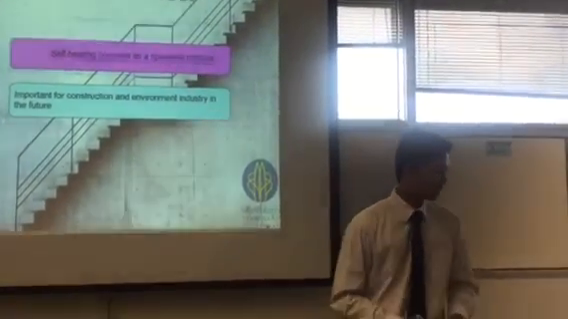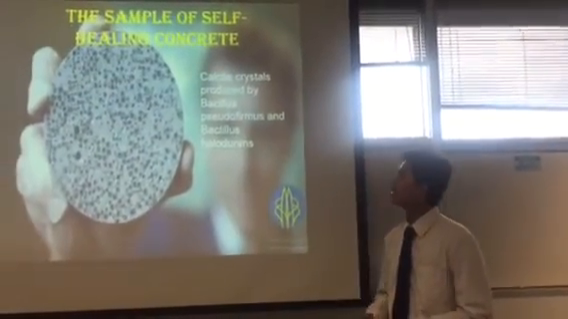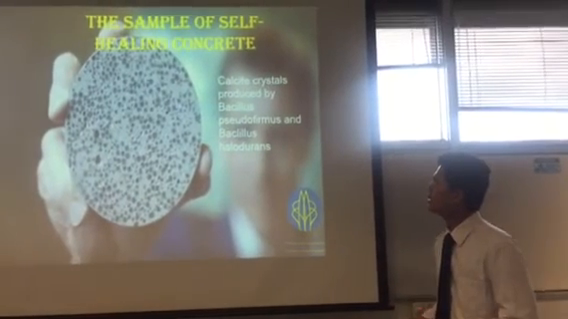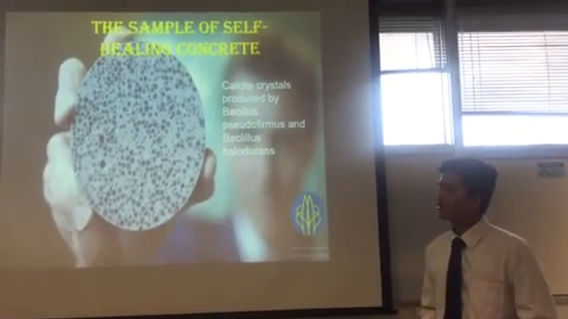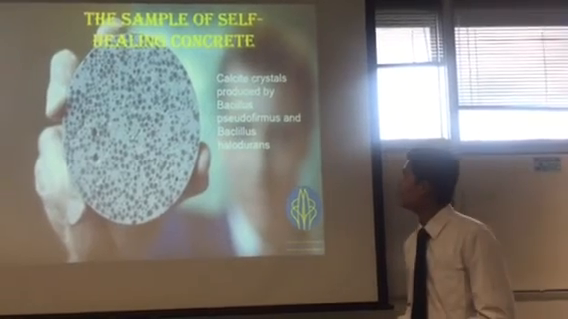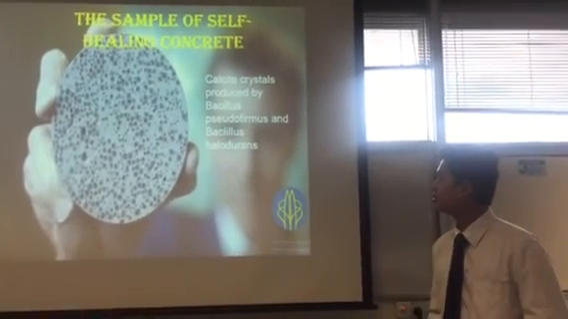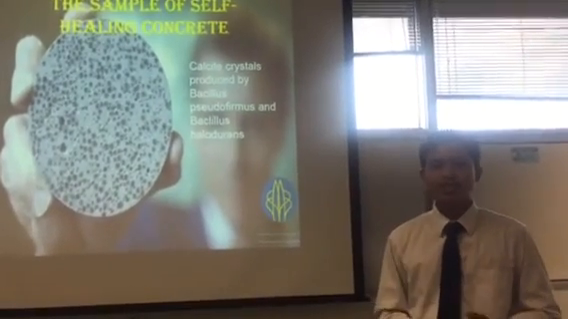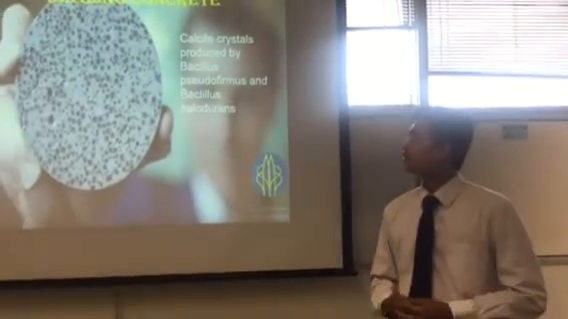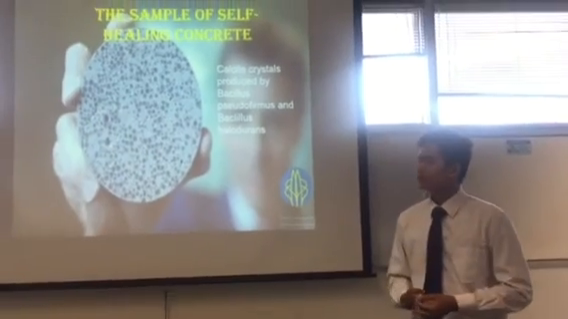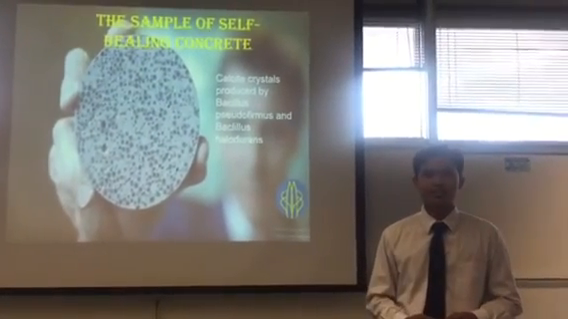Thank you. So right, this is a sample of self-healing concrete with calcite crystals. It is based on the combination of Bacillus pseudofirmus and Bacillus halodurans. This is the chemical that we are using in the lab. This is the sample of the concrete. This is the surface of the self-healing concrete.